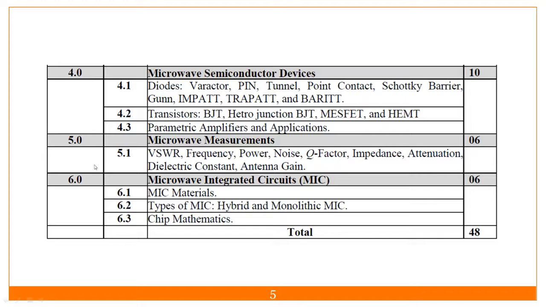In the sixth module, you are dealing with microwave integrated circuits: the integrated circuit materials, and the types of microwave integrated circuit, hybrid and monolithic. Specifically we have to deal with hybrid and monolithic and chip mathematics. This is 6 hours. So in total, as far as the university is concerned, they are giving me 48 hours, so definitely we will cover this syllabus in the 48 hours.